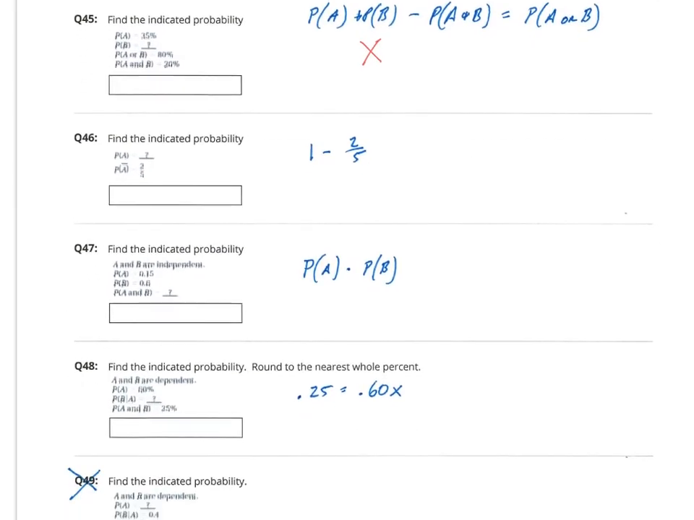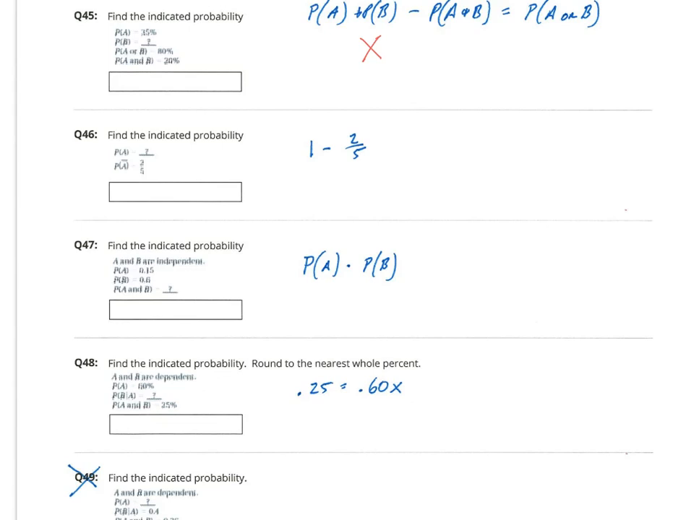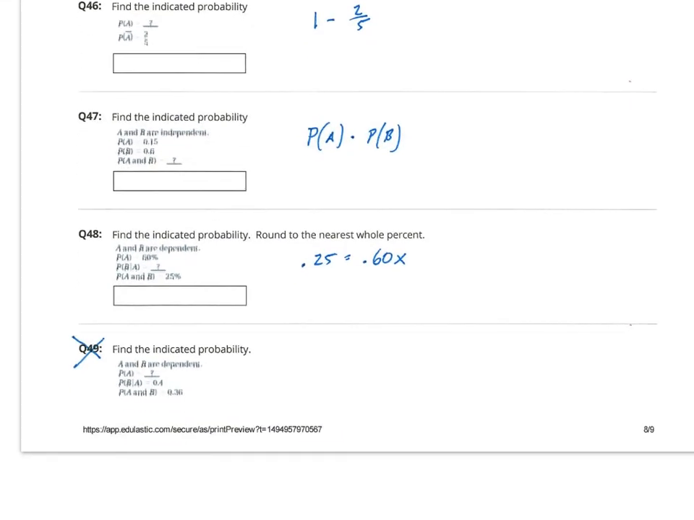Question 46. To find the probability of A, you just take 1 minus the 2/5. For question 47, you're simply going to go probability of A times probability of B. So you're just going to multiply those two. For 48, I've got it set up here. It's 0.25 equals 0.60 x. So this is 0.6 times x. So just solve for x.